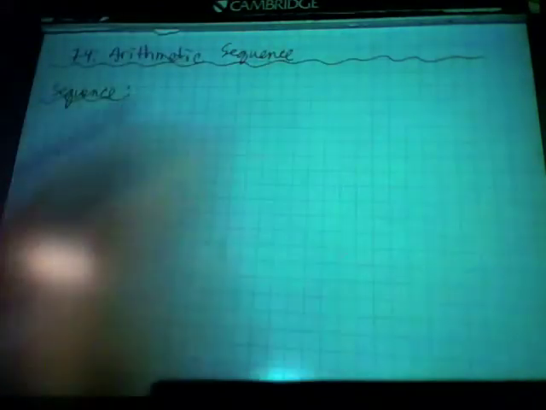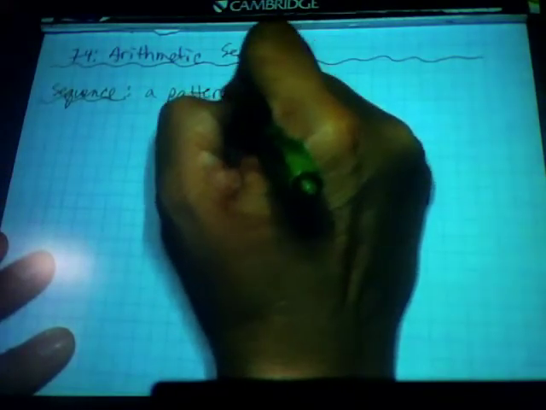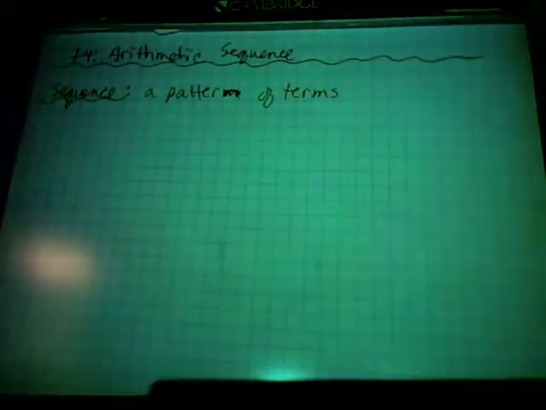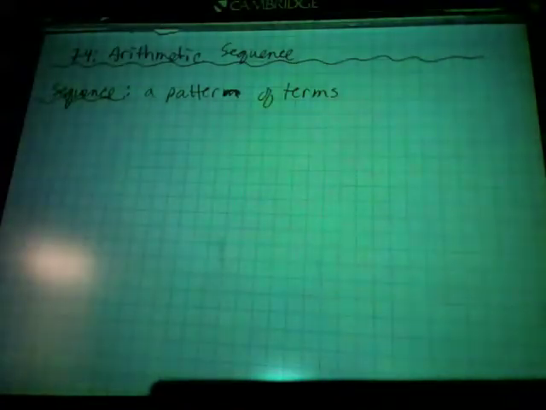So we're going to look at different types of sequences. The definition of a sequence is just a pattern. Whoops, that's an N. A pattern of terms. Some sequences are arithmetic, some are recursive, some have other various forms that we'll explore as well.